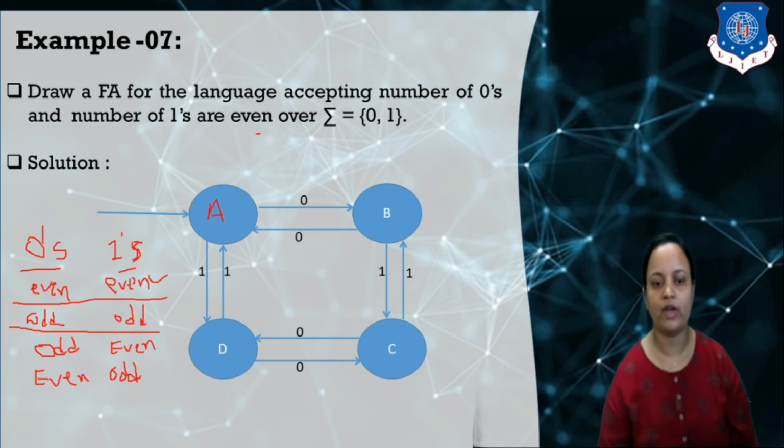zeros. Suppose the valid strings are 1 0 and 0 1. Both contain an odd number of 0s and 1s. The number of zeros is 1, the number of ones is 1, so both are odd. So this string is a valid string for this language.